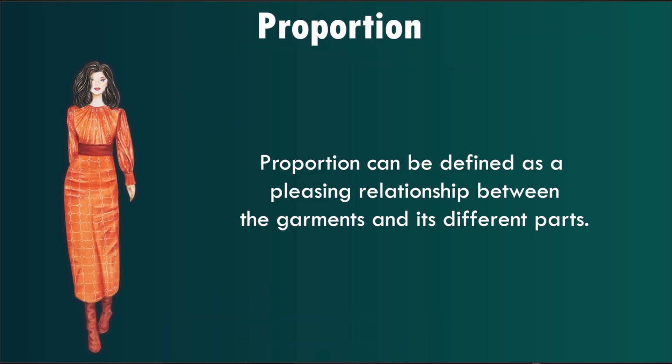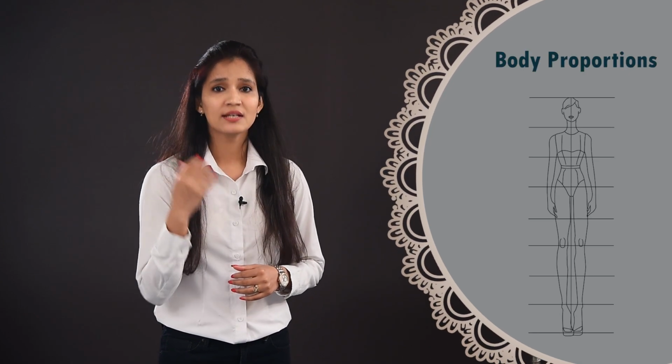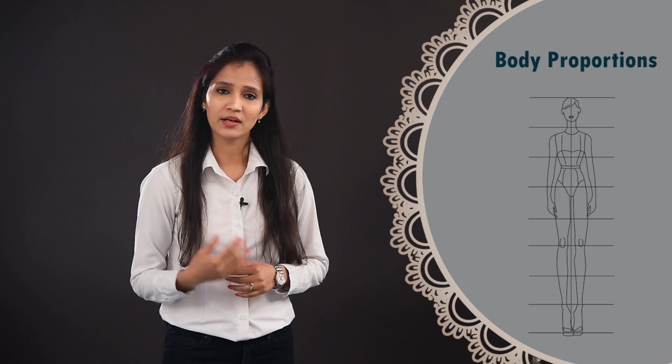Proportion can be defined as a pleasing relationship between the garment and its different parts. For example, in fashion design classes, students are taught to sketch a body form keeping various body proportions in mind. The measurement of the head is small as compared to the other body parts. Similarly, this concept is applied when designing a garment. Elements such as collar, pocket, placket, hemline, etc. are designed in such a way that they are proportionate to one another and also to the garment.